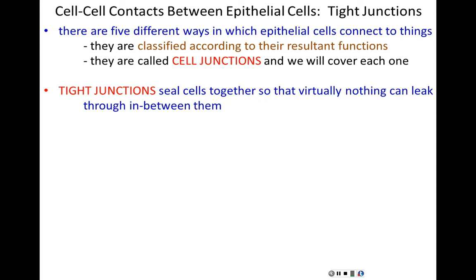Tight junctions are just what they sound like. They are tight seals between cells, keeping those cells together, and keeping them together so tightly that virtually nothing can leak through in between them.